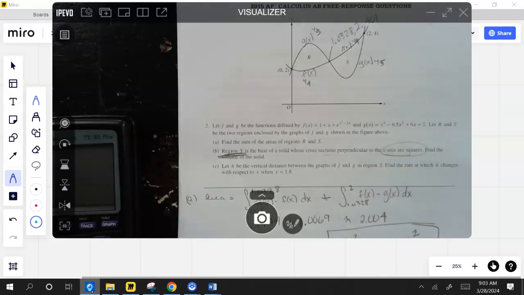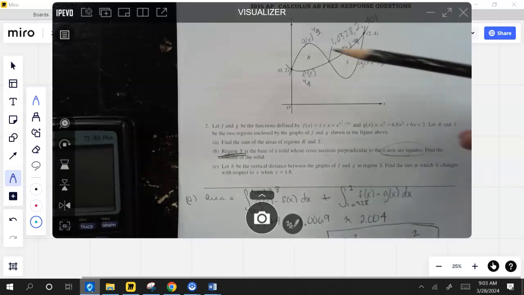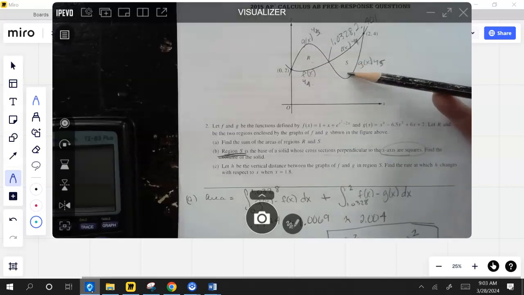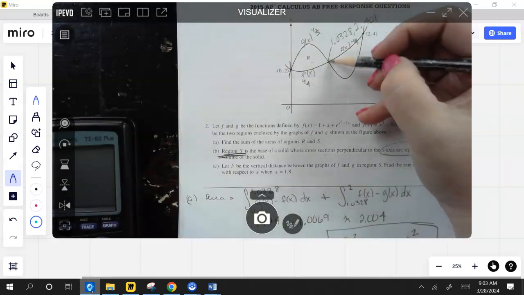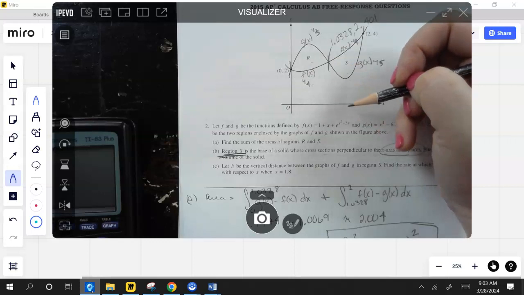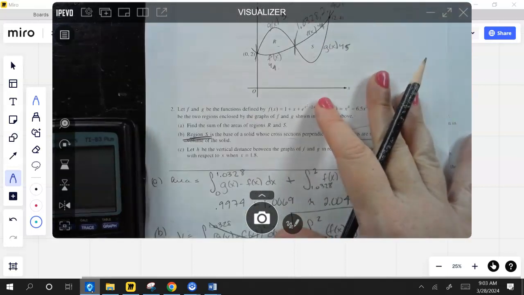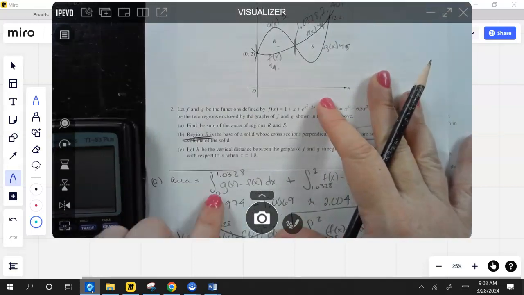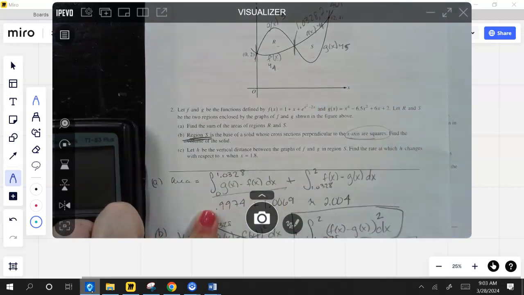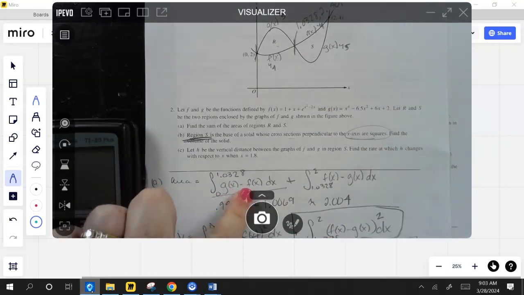So the first part says find the areas of regions R and S. Again, I'm just strictly in my calculator, and so for both R and S, I'm going from 0 to 1.03, and that is, remember, just top curve minus bottom curve, right? And again, so I've got y5 minus y4. Do y'all need me to show you how to put that in your calculator?